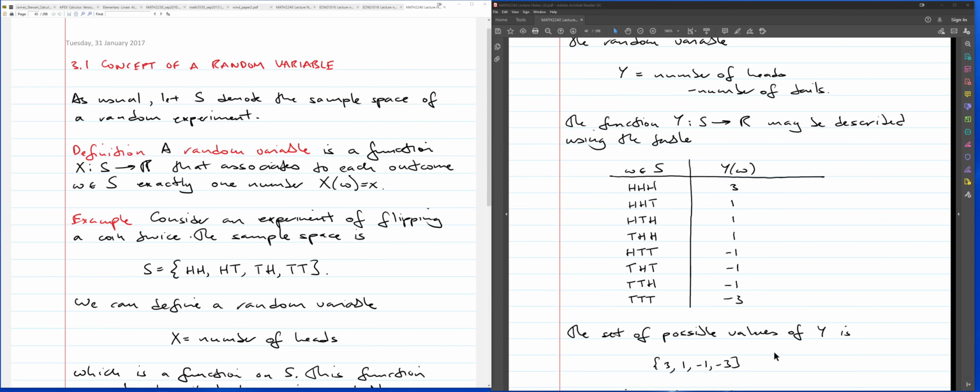And the set of possible values for this random variable, you can see from your table over here, is going to be 3, 1, minus 1, minus 3. So you have 4 possible values for this random variable, and this is a finite set.